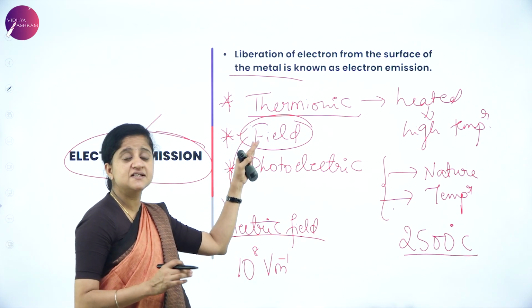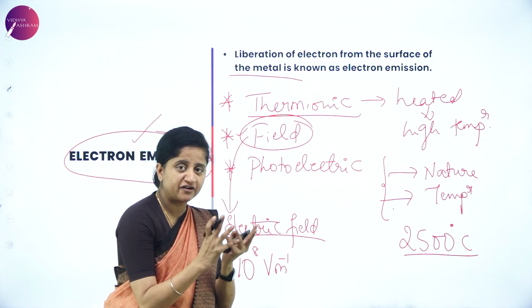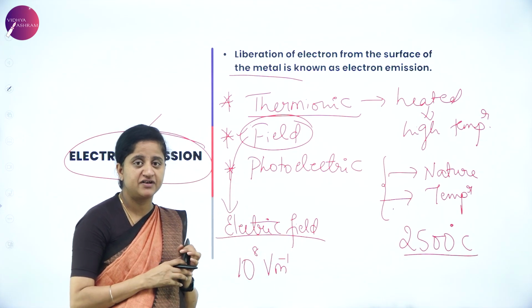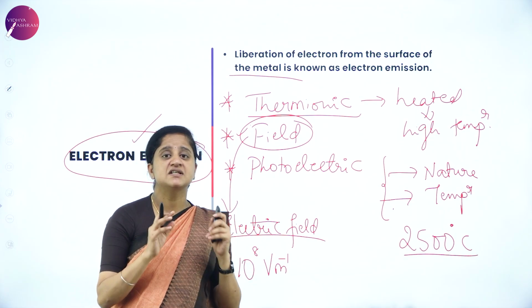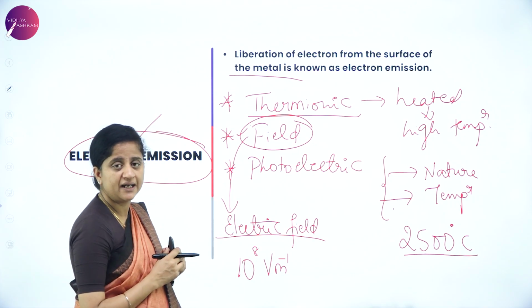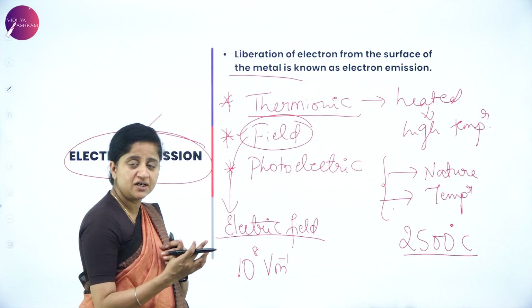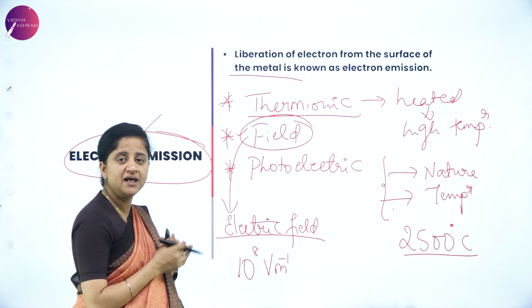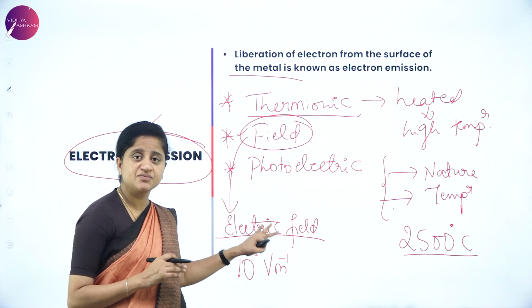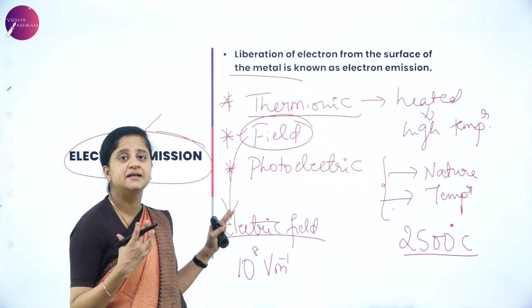So in this process, the stronger the electric field, the larger the number of electrons that will come out from the metal surface, which means the number of electrons that liberate from the metal surface is directly proportional to the strength of the electric field. As the electric field becomes stronger, the number of electrons that liberate will also be higher. So now in this case, what are the factors on which the number of electrons that emit from the metal surface depends?